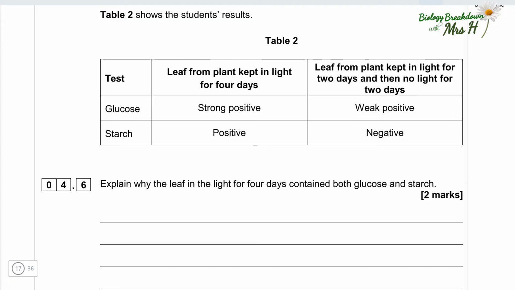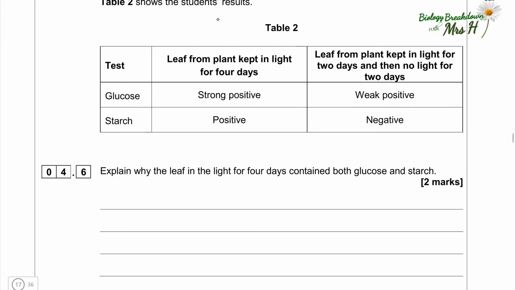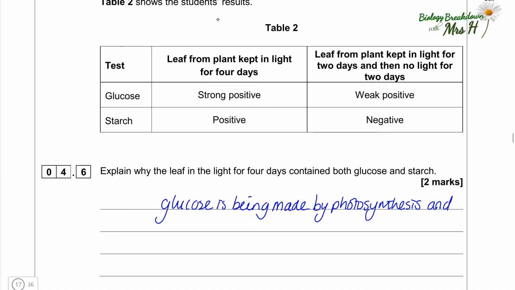Table 2 shows the students' results. So we have got the leaf from the plant kept in the light for 4 days, and the leaf from the plant kept in the light for 2 days, and then no light for 2 days. And we've got a strong positive glucose, positive starch for the one in the light, weak positive glucose for the one in the dark for 2 days, and negative starch. So explain why the leaf in the light for 4 days contained both glucose and starch. Well, glucose is being made by photosynthesis, and some of that excess glucose is stored as starch.